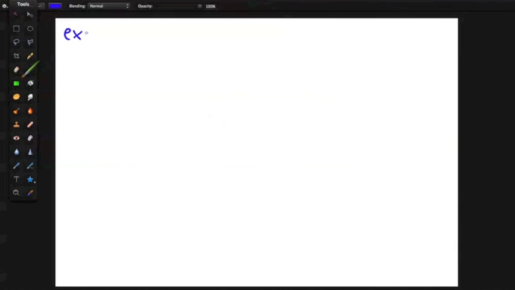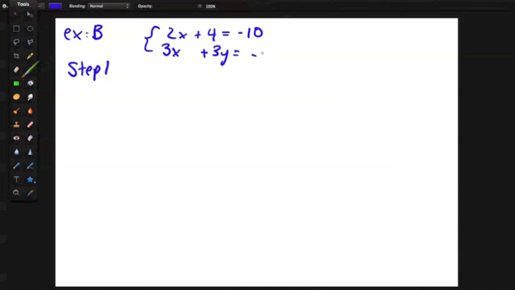So let's do another example. In this one, I have two equations: 2x plus 4y equals negative 10, and 3x plus 3y equals negative 3. The first thing I'm going to want to do is eliminate x. In this case, I'm choosing that variable. So I'm going to multiply both sides of the first equation by 3 and both sides of the second equation by negative 2.